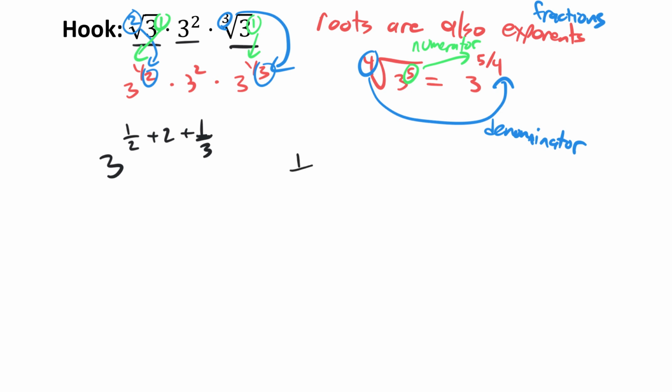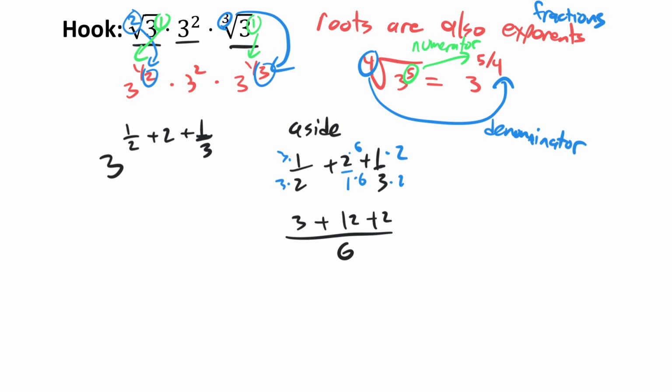It's just that the math is a little messy, so I'm going to do this as an aside. 1/2 plus 2 plus 1/3. We're going to go for a denominator of 6. So times 3, times 6, times 2. So that'll give us 3 plus 12 plus 2 over 6, which will be 17 over 6. So this is 3 to the 17 over 6. That's the simplified, or the compact, way of writing root 3 times 3 squared times the cube root of 3. It's 3 to the 17 over 6.